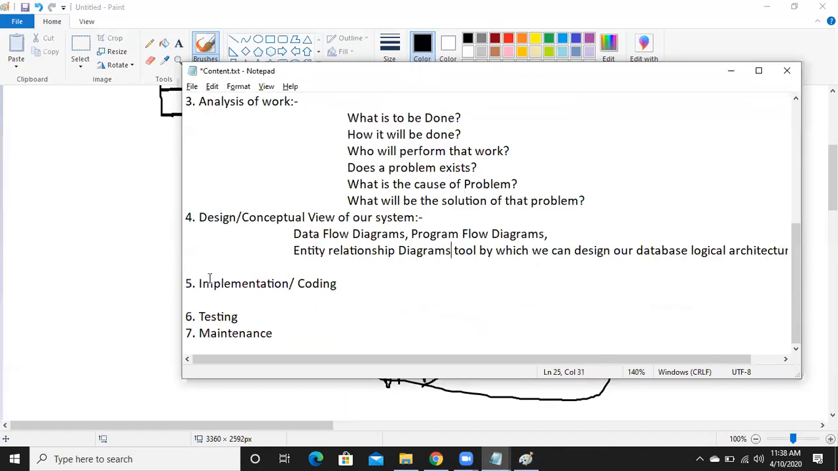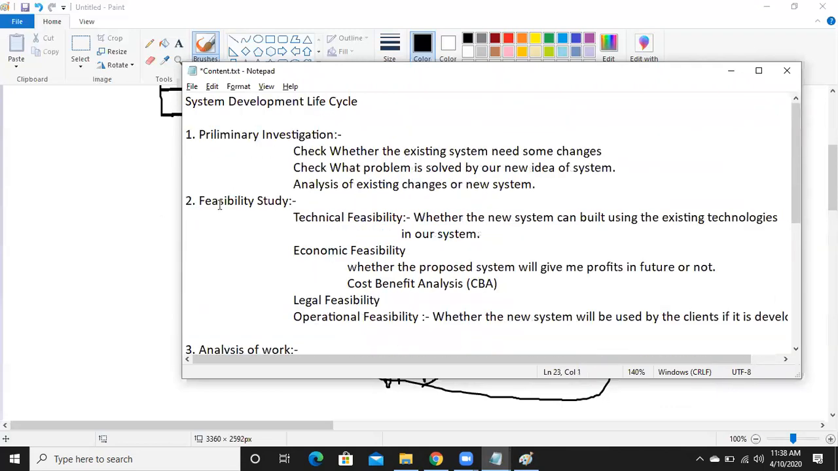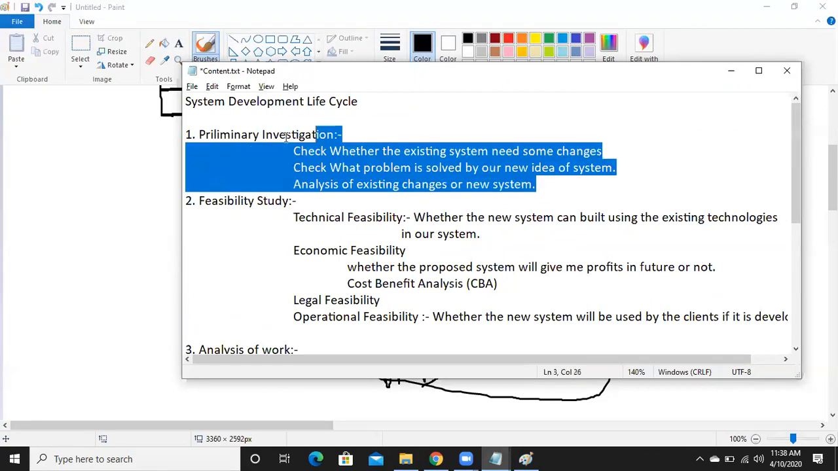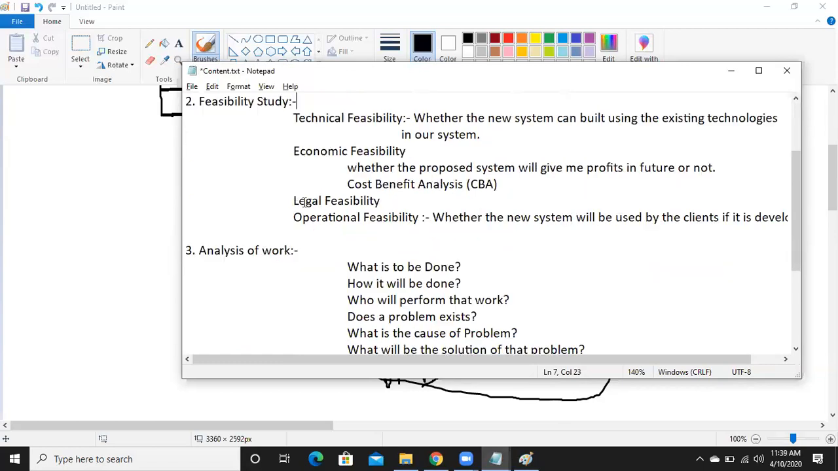So after the fourth step, after designing the conceptual view of our solution, let me revise that. We have discussed the preliminary investigation. In this preliminary investigation, we basically decide what is the problem in the current existing system and what will be the solution of that particular problem, right? And in the second step, we decide what will be the cost, what are the resources, and what will be the future plans of my current solution.